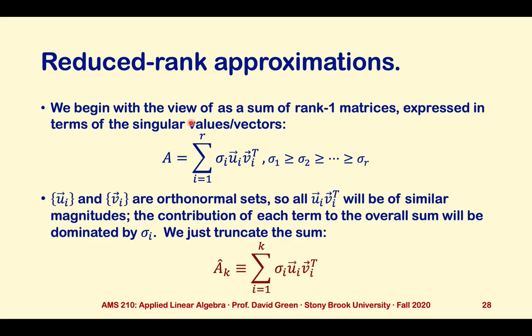Well, let's think about the view of a matrix as a sum of rank 1 matrices expressed in terms of the singular values. We saw that we can write a matrix A of rank R as a sum of R terms, where each term is a scaling factor, a singular value, ranked in order from largest to smallest, multiplied by an outer product. This outer product u v transpose gives a rank 1 matrix, where the set of u and the set of v are singular vectors, so they're orthonormal vectors. That is, the u's are orthogonal to one another, the v's are orthogonal to one another, and all of them have a unit length.